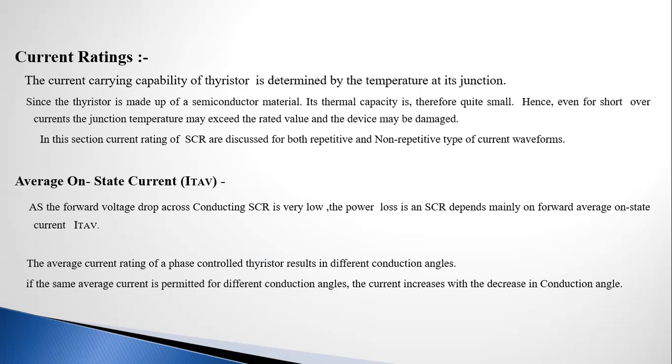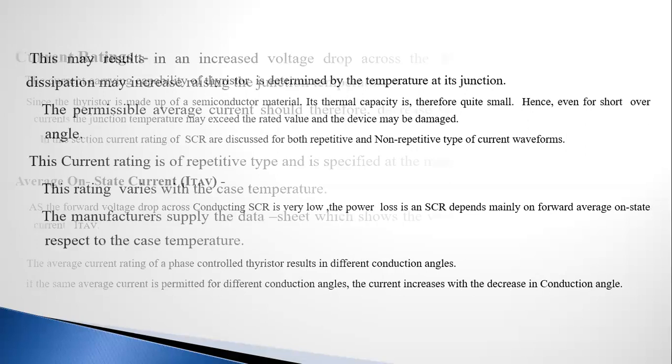So I of TAV, as the forward voltage drop across a conducting SCR is very low, the power loss in an SCR depends mainly on the forward average on-state current, that is I of TAV, and the average current rating of a phase control thyristor results in different conduction angles. If the same average current is permitted for different conduction angles, the current increases with the decrease in the conduction angle. So this is the concept of the on-state current.